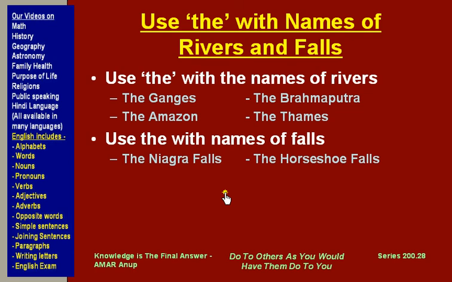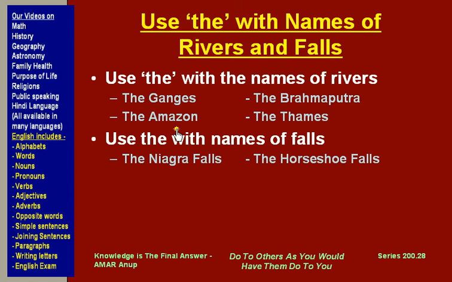Here are some examples of use of the with the names of the rivers and falls. The Ganges, that is the name of Ganga, river of India, and we use the before that. The Brahmaputra, this river flows between India and China in Himalayas from west to east, and we use the before the name of the river.